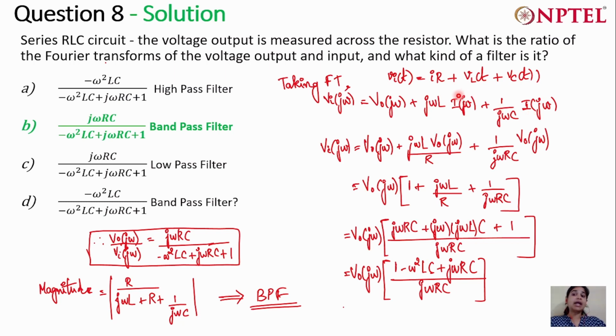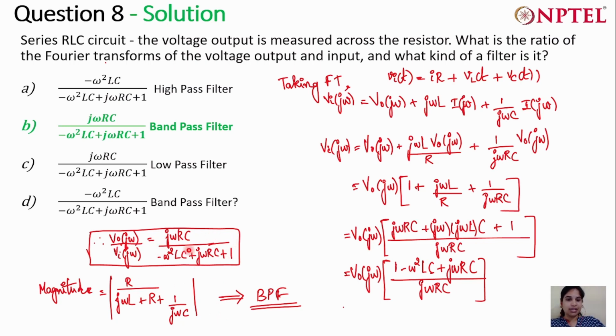Now we have to write I of j omega in terms of the voltage across resistance. So V is equal to IR, right? So I will be equal to V by R. So V naught of j omega plus j omega L into V naught of j omega by R. Same way here also, V naught of j omega by j omega RC. So it's the same thing, but we are just rearranging it. So now again we are going to find V naught divided by Vi. We are coming to this answer.